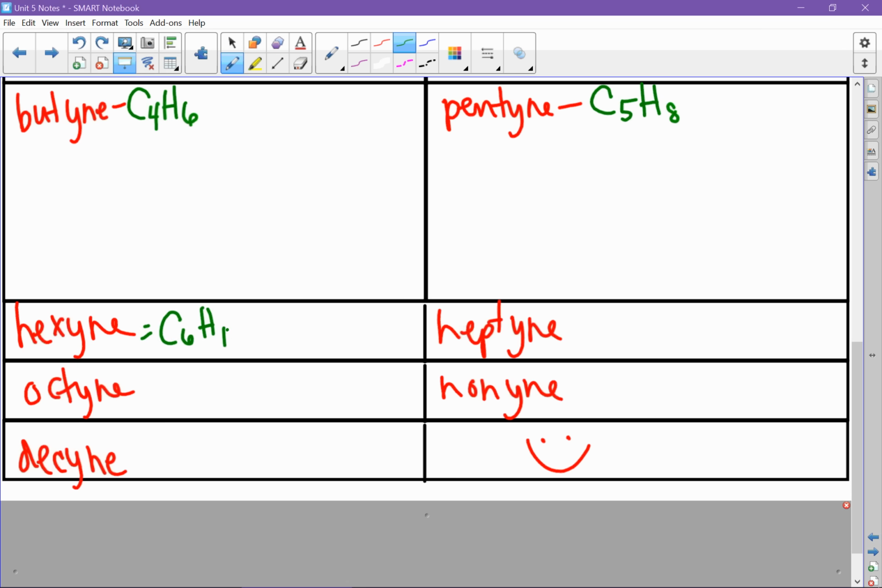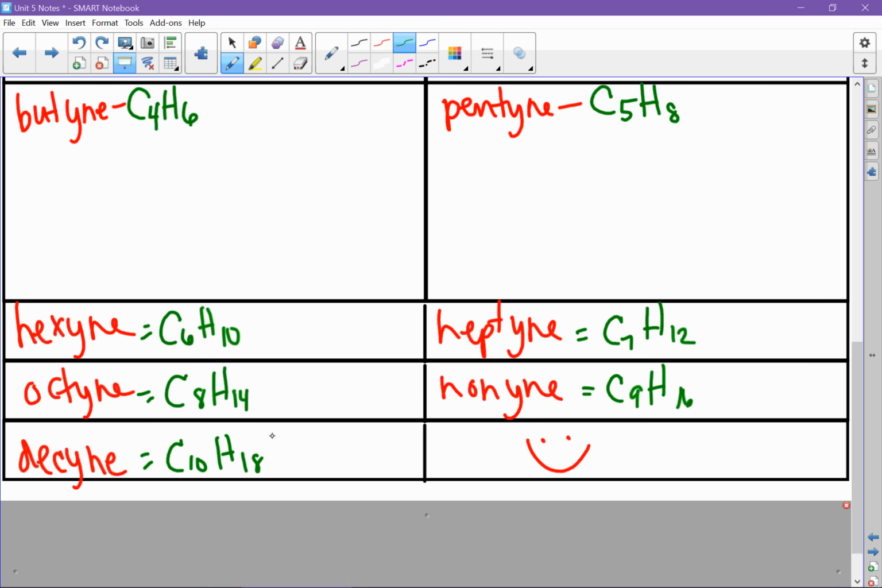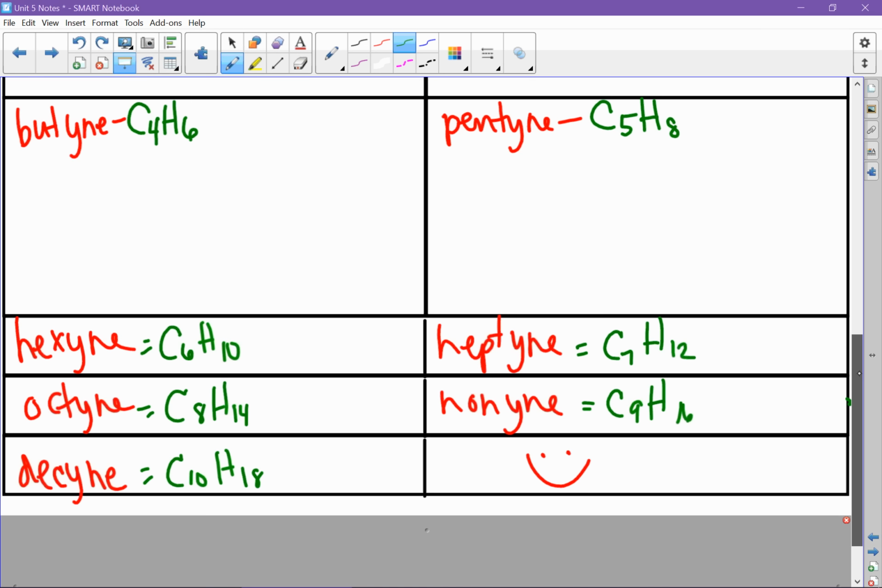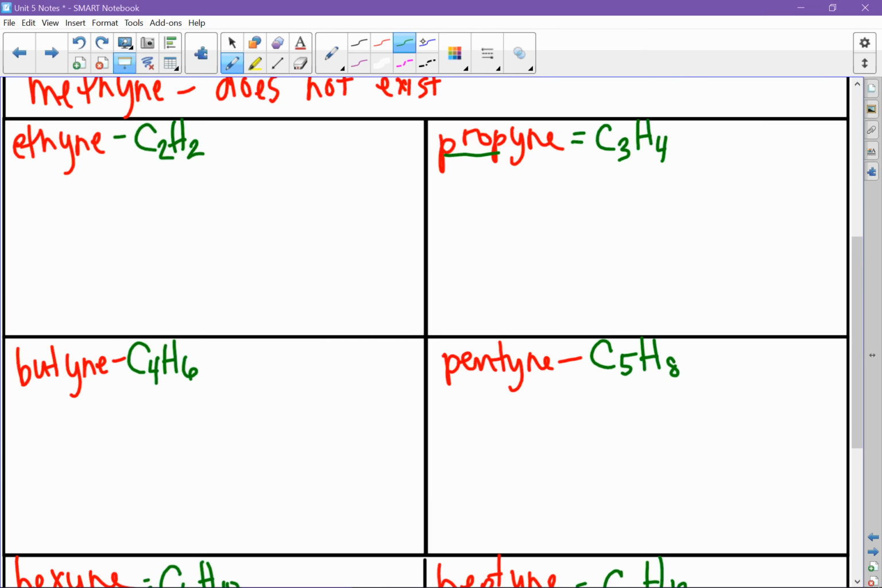C6, H10. C7, H12. C8, H14, C9, H16, and last one, decyne, is C10, H18.